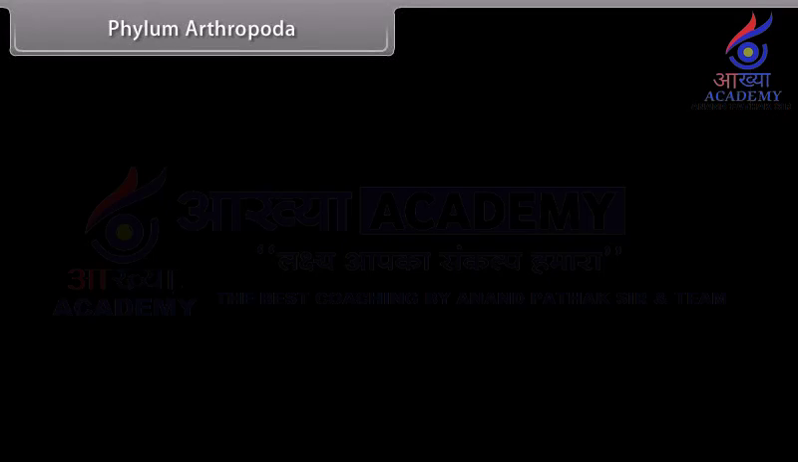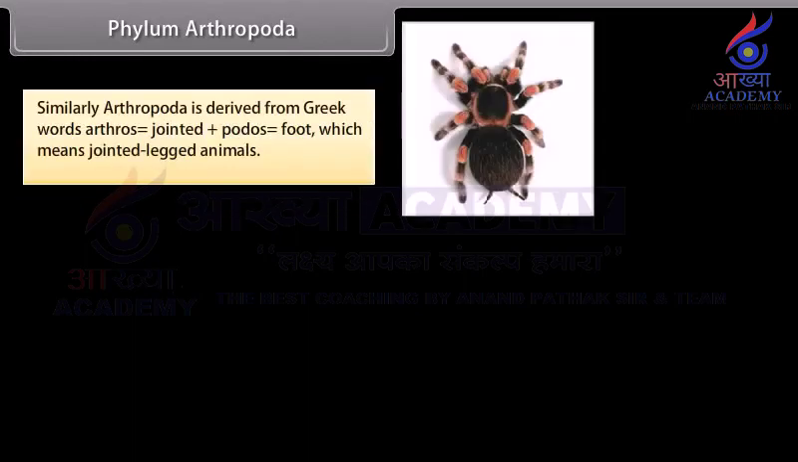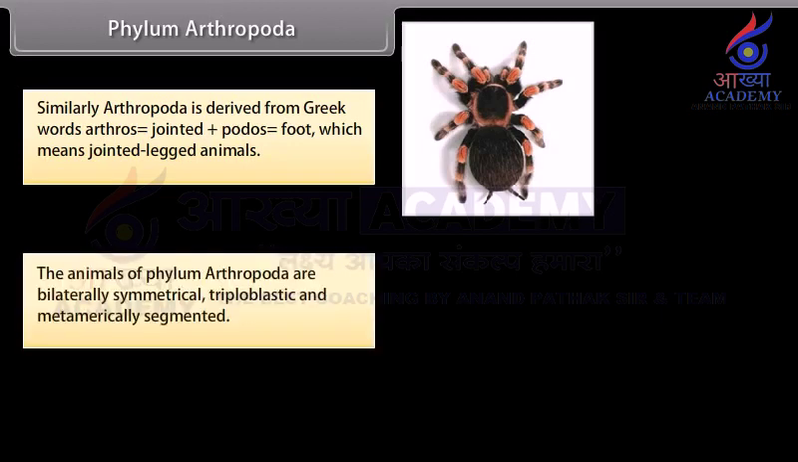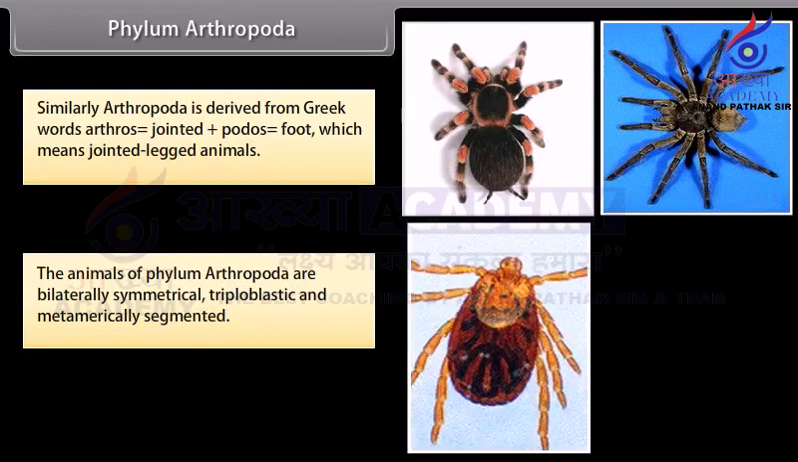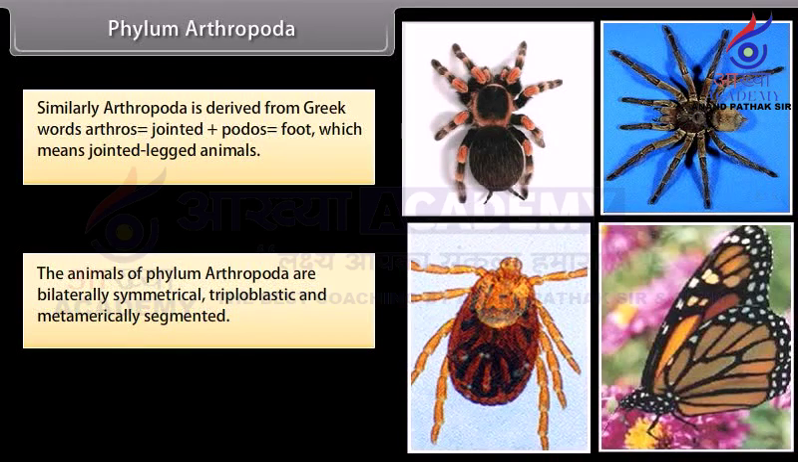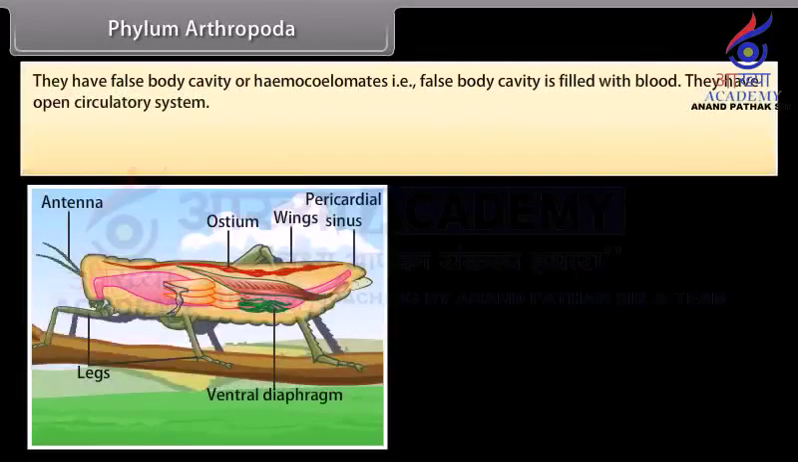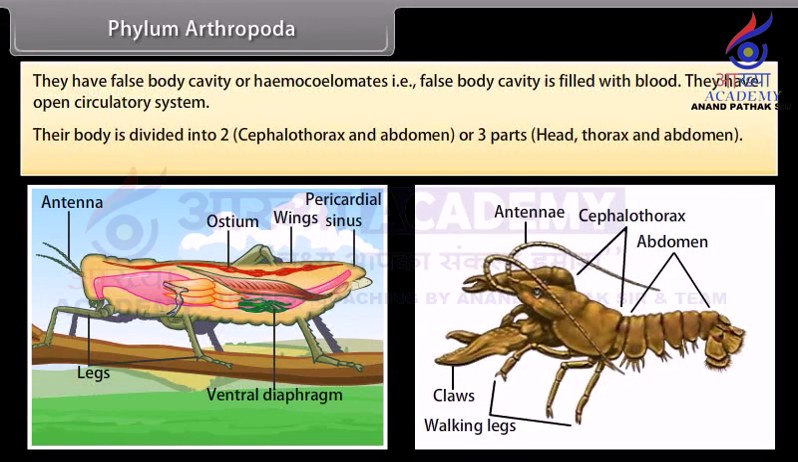Phylum Arthropoda. Similarly, Arthropoda is derived from the Greek words arthros, which is jointed, plus podos, which is foot, which means jointed-legged animals. The animals of phylum Arthropoda are bilaterally symmetrical, triploblastic, and metamerically segmented. They have a false body cavity, or hemocoel, that is, the false body cavity is filled with blood. They have an open circulatory system. Their body is divided into two parts, cephalothorax and abdomen, or three parts, head, thorax, and abdomen.